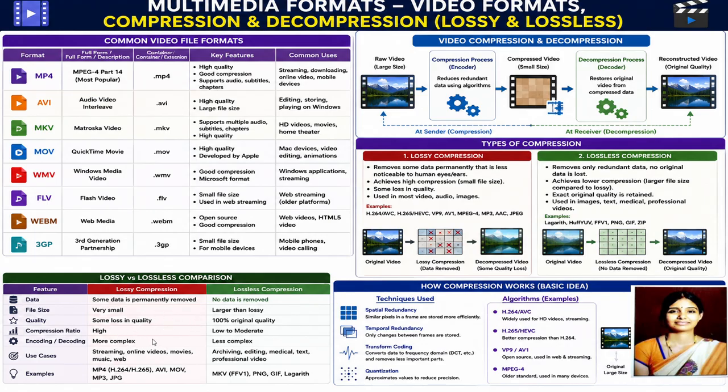Lossy systems are more complex and lossless less complex. Lossy is usually best suited for streaming, movies, music, or online videos. If you want archiving, then lossless compression is best suited. Examples of lossy are MP4, MOV, MP3, and JPEG. Lossless examples are PNG, which is definitely lossless, and GIF, the animated file extension, which is also a lossless compression.